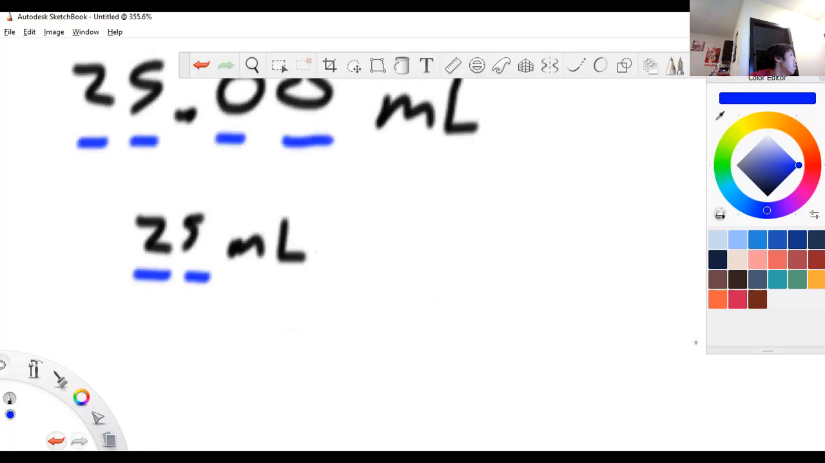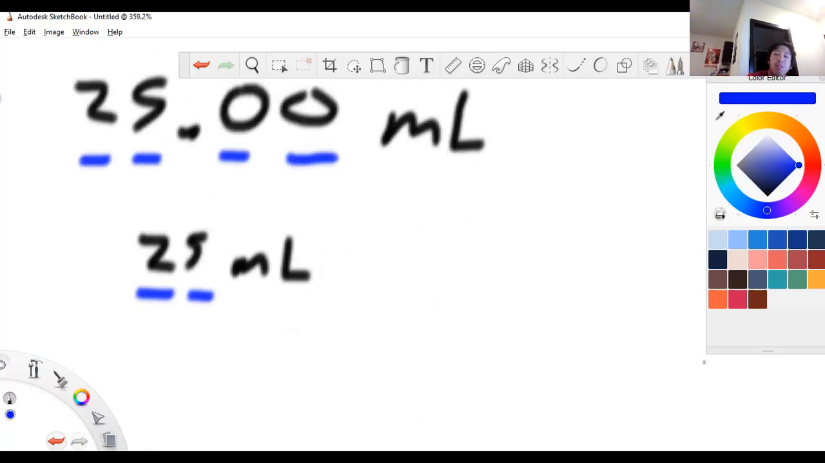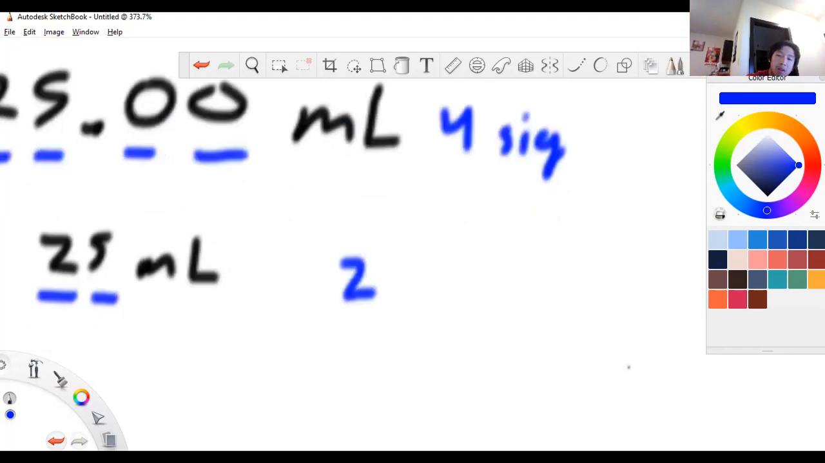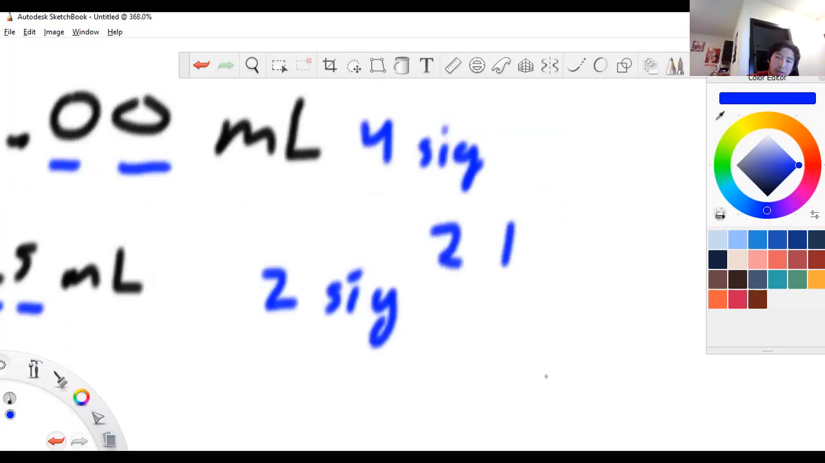And thus the difference in levels of uncertainty, because this has 4 sig figs and this only has 2, there are 2 levels of uncertainty.